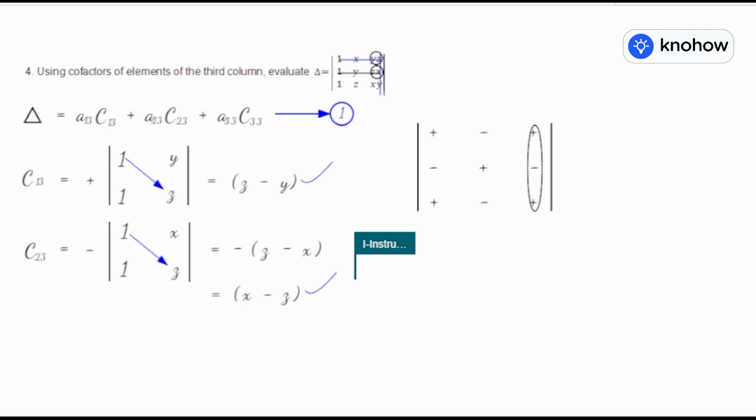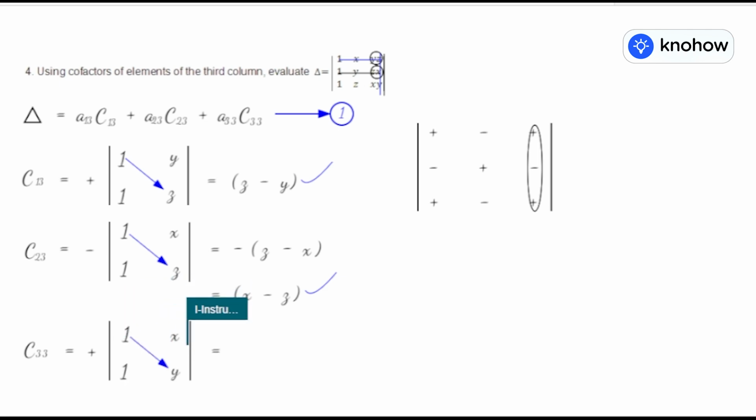Now take finally the third one, C33. Again you delete the row and column through the 33 element, and for the 33 element it will be with the plus sign. That is, you delete the row and column through XY and you are left with 1 X, 1 Y. So you take the product, you get Y minus X. So now we have worked out all the three cofactors and let us multiply them with the corresponding elements and we get the value of the determinant.